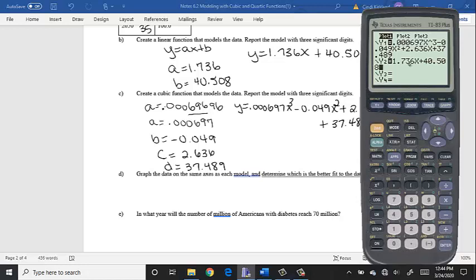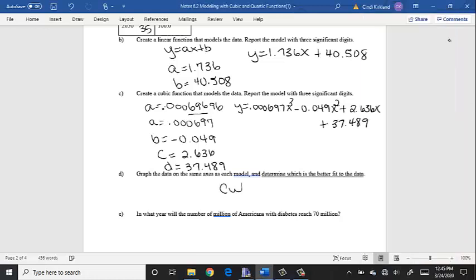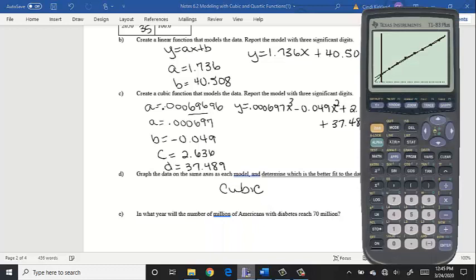Okay, let me double check my values. 1.736x plus 40.508. All right, so we're going to zoom 9. Can you tell which one is the cubic function and which one is the linear function? That linear function is the straight line. You can tell that the cubic function hits those data values right on. So in this case, the cubic function better represents that data.